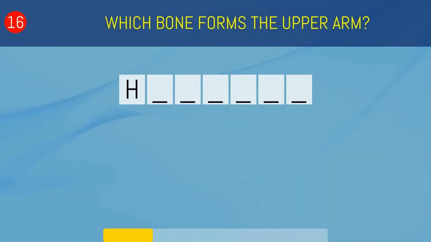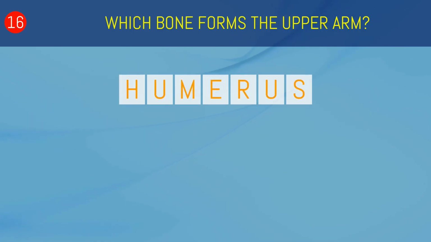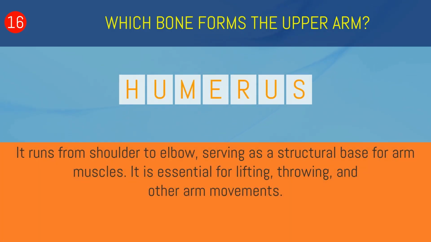Which bone forms the upper arm? Humerus. It runs from shoulder to elbow, serving as a structural base for arm muscles. It is essential for lifting, throwing, and other arm movements.